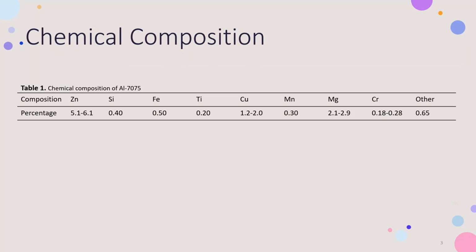0.4% silicon, 0.5% iron, 0.2% titanium, 1.6% copper, 0.3% manganese, 2.5% magnesium, 0.2% chrome, 0.65 others, and balanced aluminum.